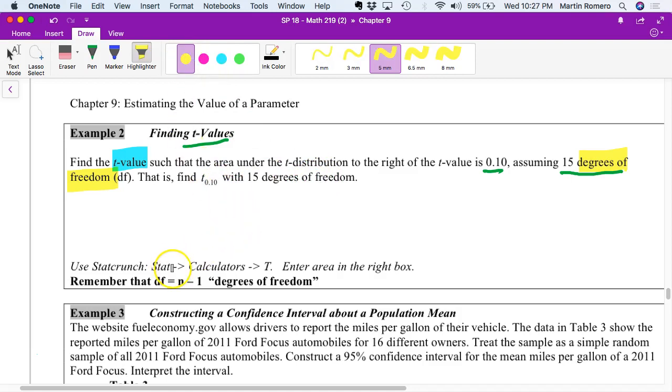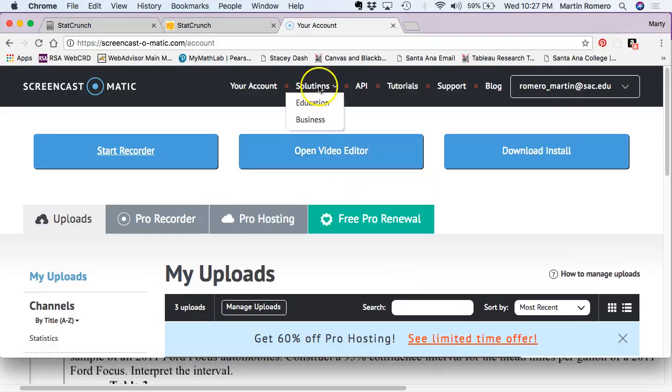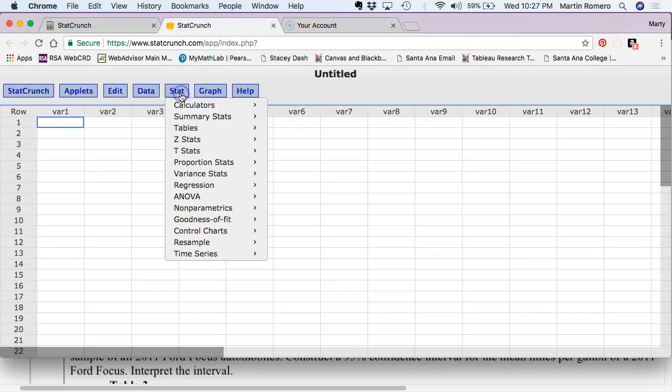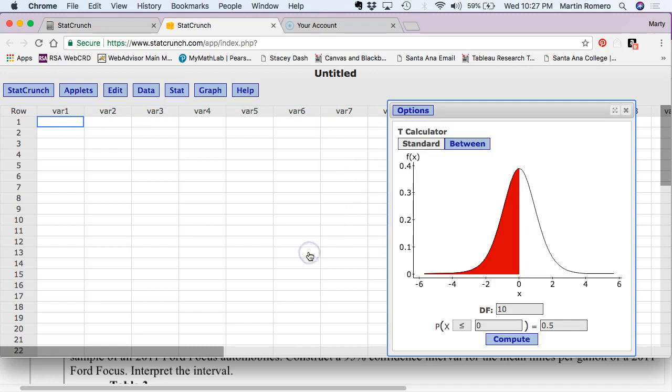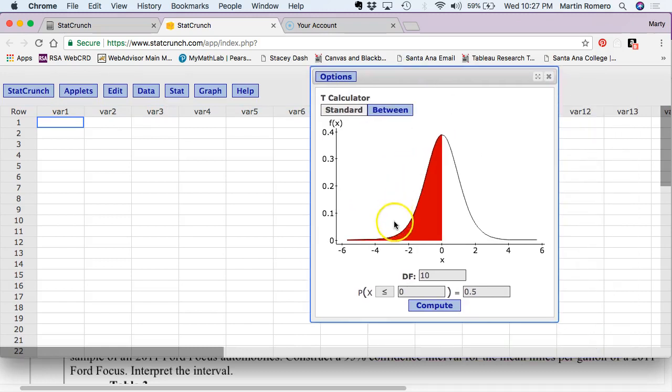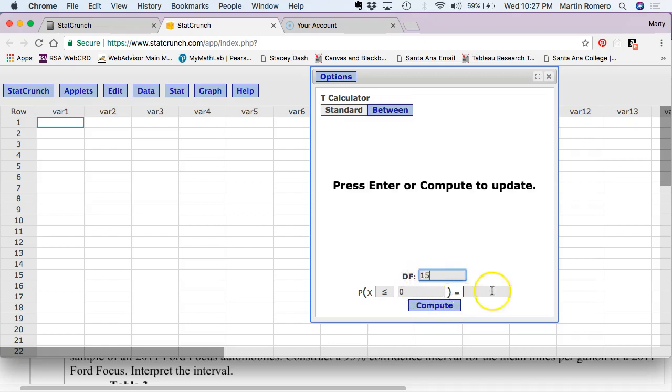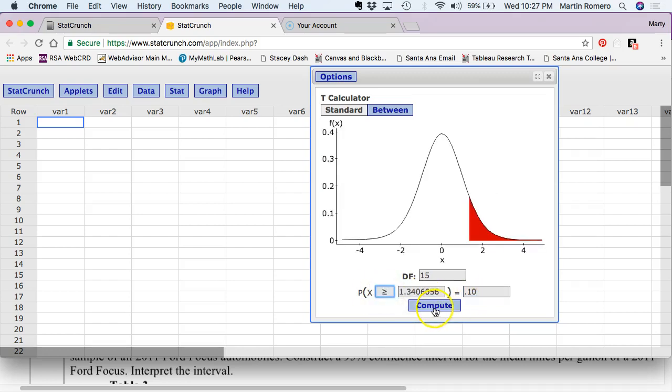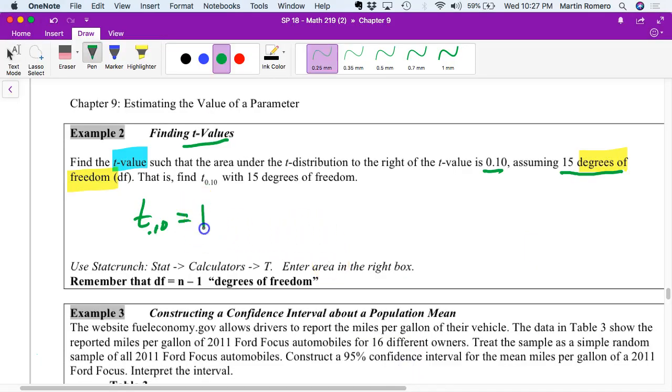And so where we're going to get that is StatCrunch, Calculators, T. So T 0.10 is equal to, and this is where you're going to go to StatCrunch. You're going to go to Calculators, T. You see it looks like a normal curve, which it is, but it has a slightly different shape. DF stands for degrees of freedom, 15, and here you're going to put 0.10, and then the greater than, because they want the area to the right, compute, and you get 1.34. And so that's the value that you would put here.